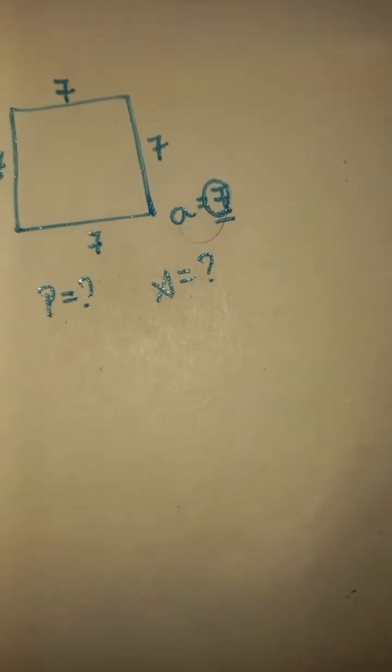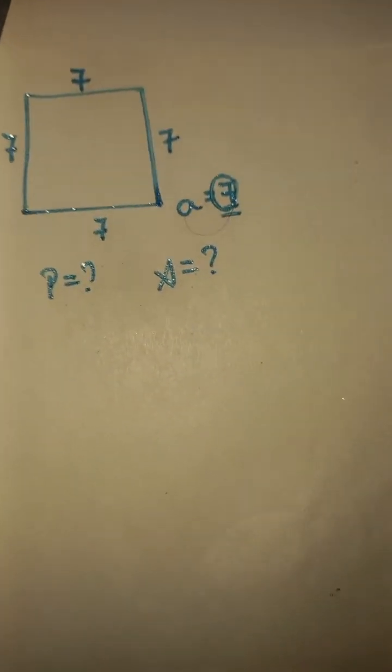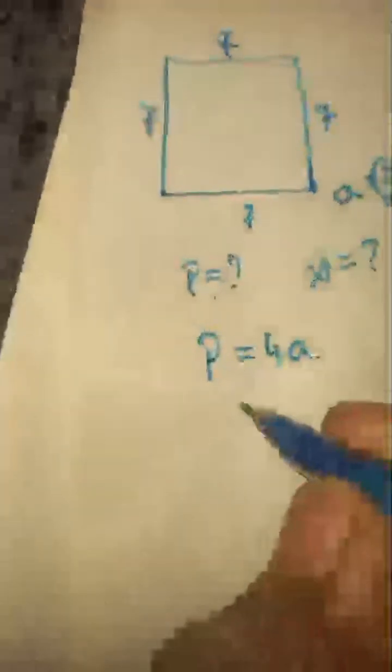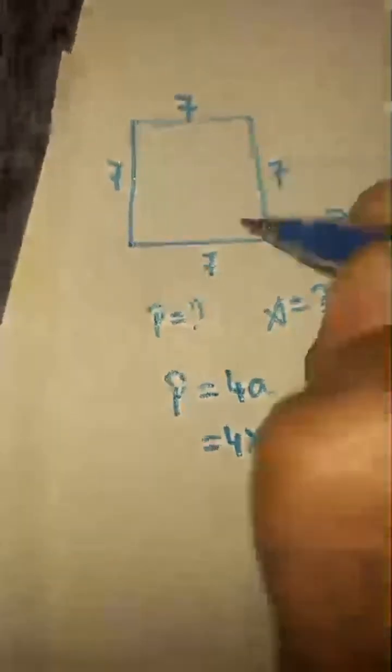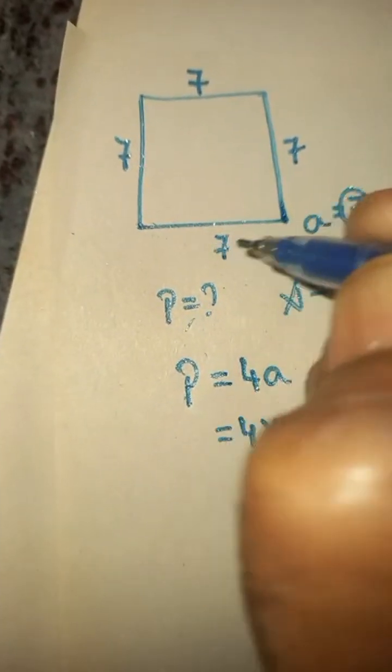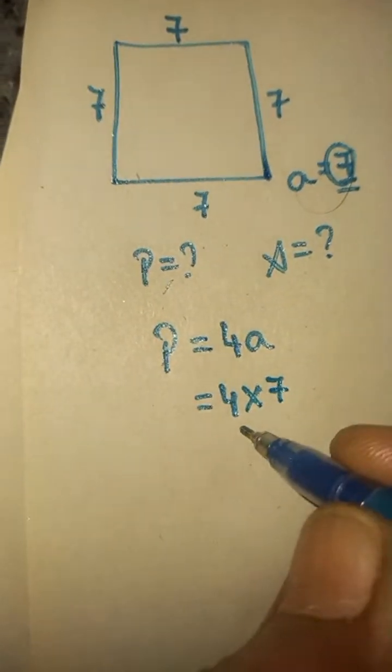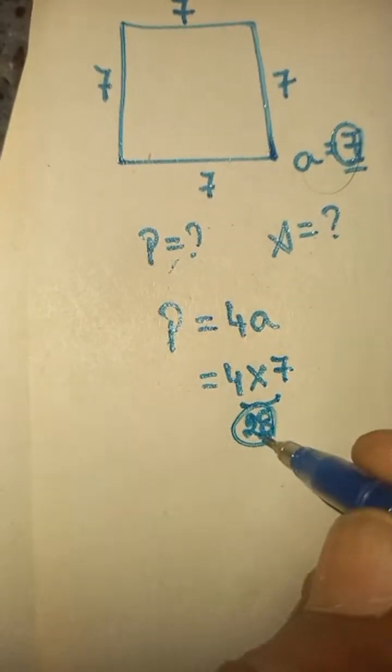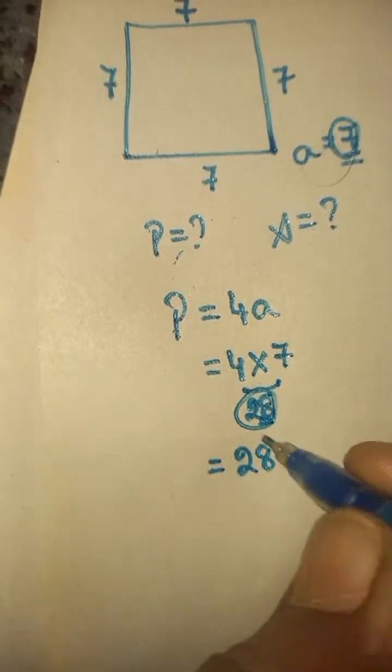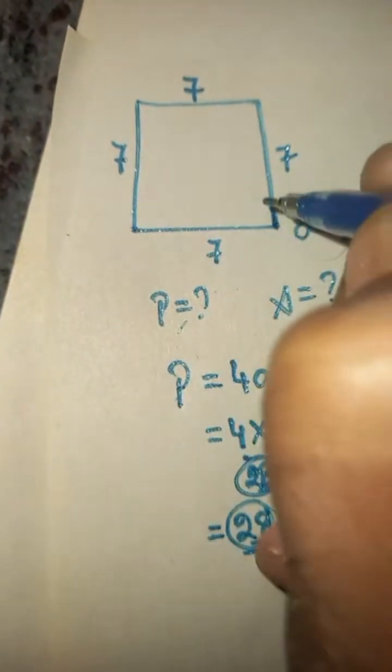The perimeter of the square you can do easily. It is the same thing as 4 times the side length. Here it becomes 4 times 7 units, the side length, so 4 times 7 is 28 units. So 28 units is the perimeter of this square.